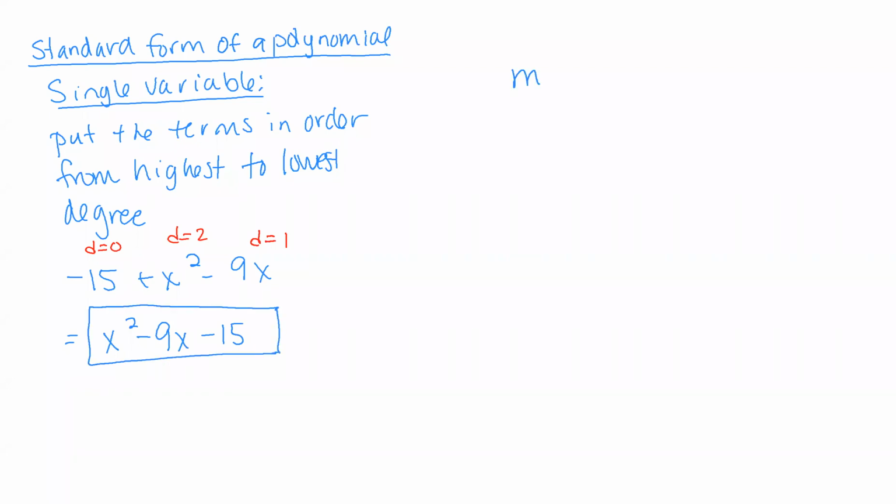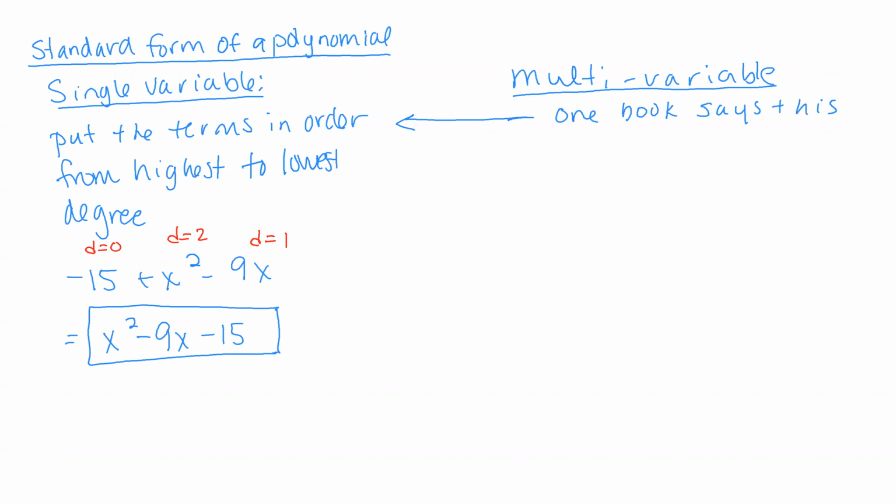Now, when you have multivariable situations, I've seen this in different books written out different ways. So one textbook that we used frequently said, basically do this. Okay, so one book says this. Other books do it differently. So the best way to explain what they do is to show you an example. So let's say we had 13xy minus 8 plus 2x squared y minus 4y squared x. Okay, so let's say we had something like this.